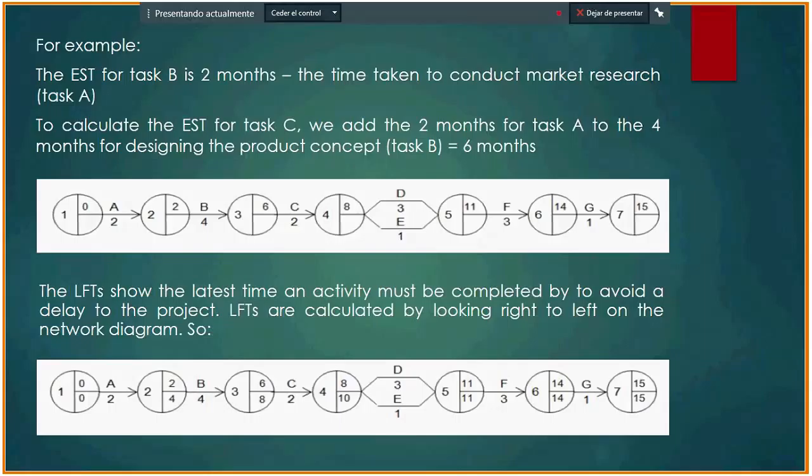For example, in the second part, the latest finish time shows the latest time an activity must be completed by to avoid any delay to the project. Latest finish times are calculated by looking right to left on the network diagram.